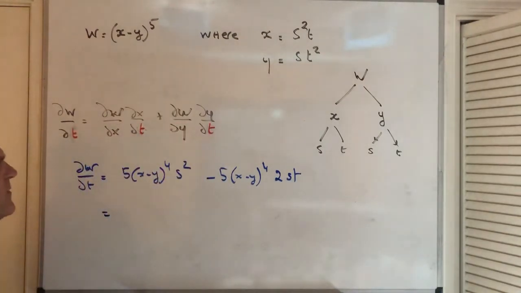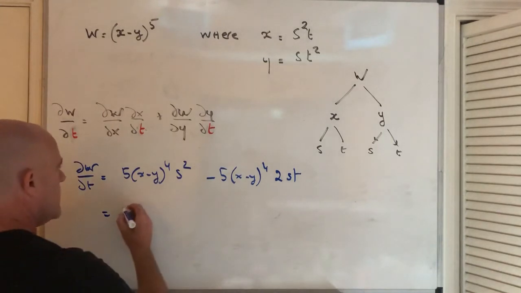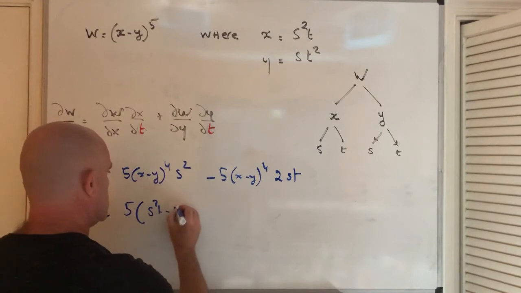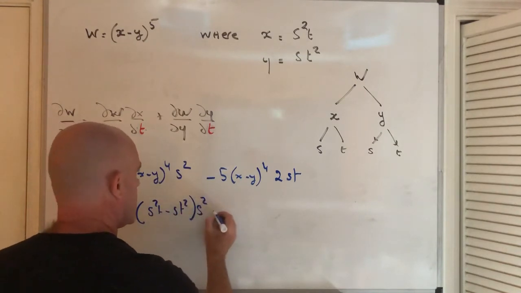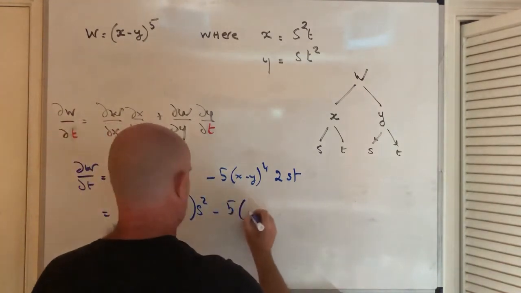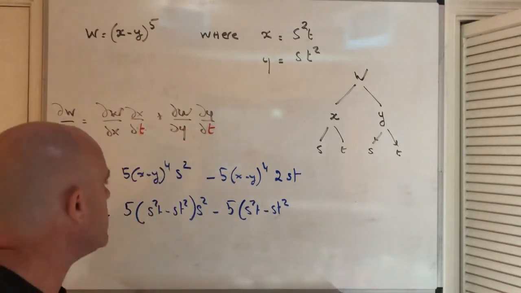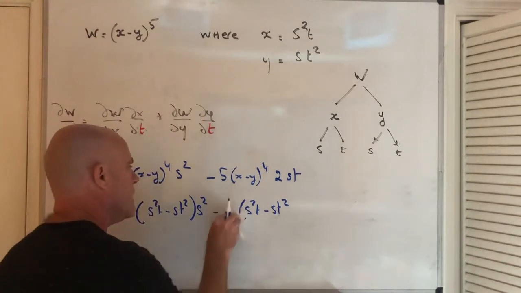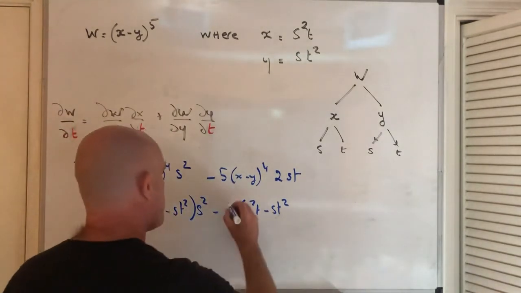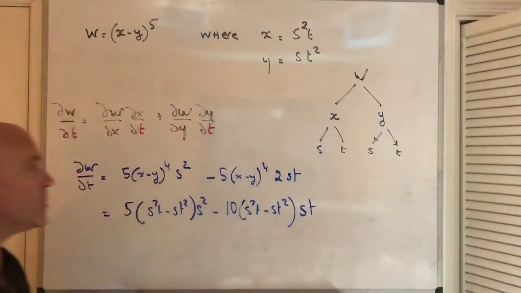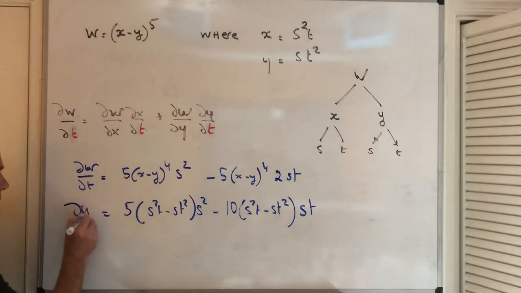I won't simplify further, but at least I want to replace x and y by what they are. So this is 5 times s squared t minus st squared times s squared minus 5 s squared t minus st squared. The 5, at least I can simplify this by 10. It really won't hurt. Times st, and you know what, as I said, you can leave the result like this. Right.